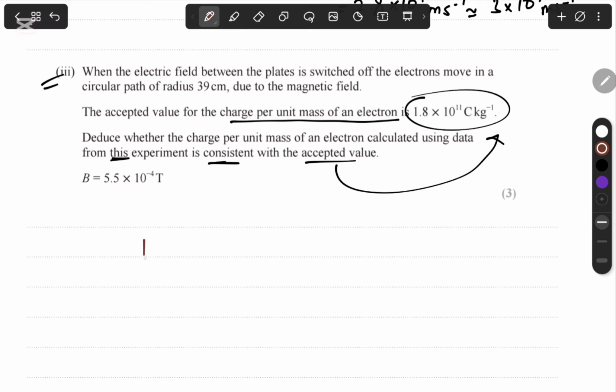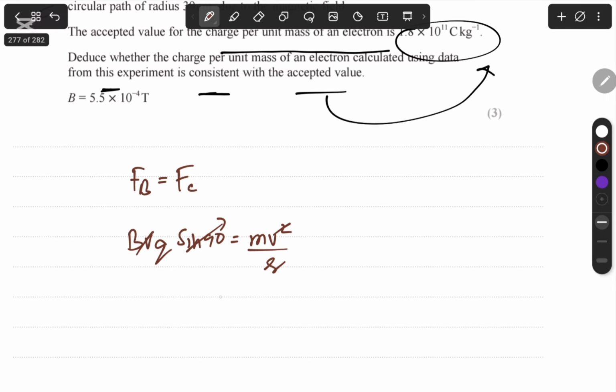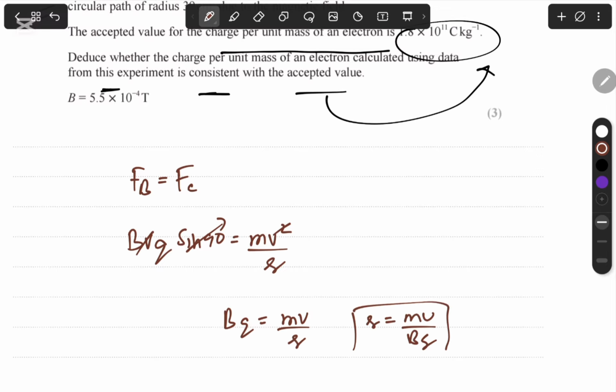First thing we know is that the magnetic field is going to be causing the circular motion, so the magnetic force is equal to the centripetal force. So BVQ sine 90 is equal to mv squared over r. The v cancels out with the v squared, and we're going to end up with BQ is equal to mv over r. So r is equal to mv over BQ. I'm sure you're familiar with this formula.